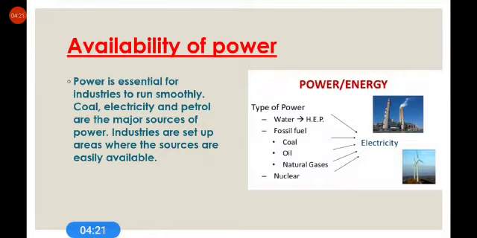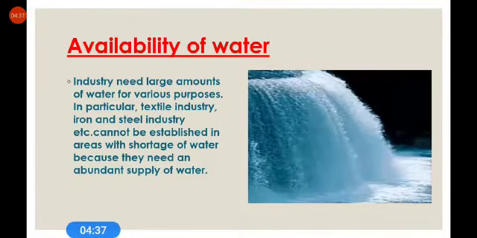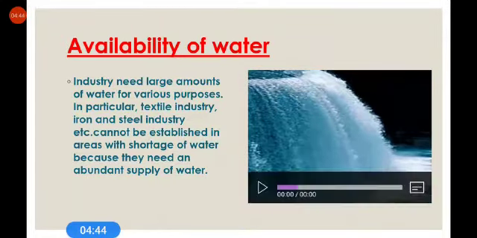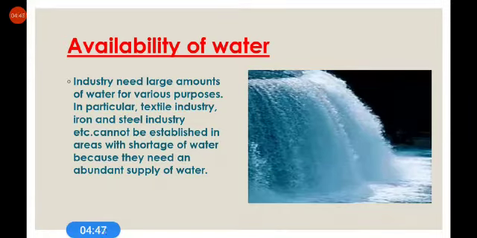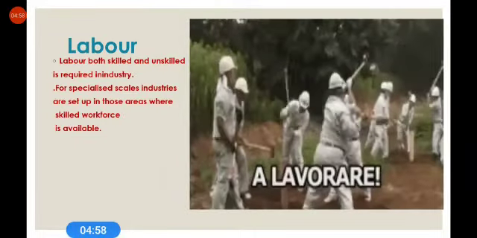Now, the next factor is availability of power. Power is essential for industry to run smoothly. Coal, electricity and petrol are major sources of power. Industries are set up in areas where these sources are easily available. Now, availability of water. Industries need a large amount of water for various purposes. In particular, textile industry and iron and steel industry cannot be established in areas with a shortage of water because they need an abundant supply of water.